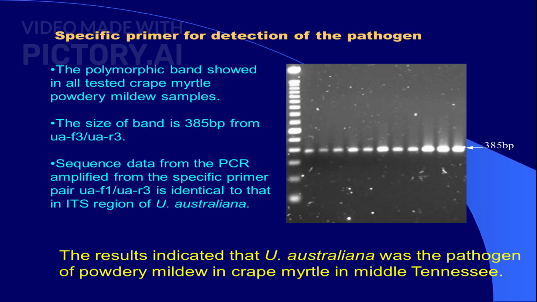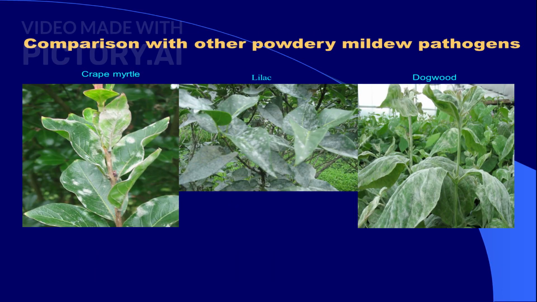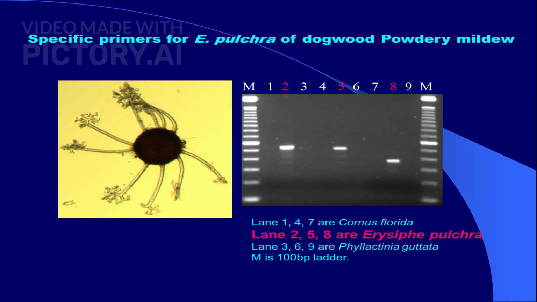Specific primers reveal the presence of Erysiphe australiana as the powdery mildew pathogen in crape myrtle, particularly in Tennessee. We compare crape myrtle powdery mildew with other pathogens affecting lilac and dogwood, highlighting the differences and similarities. Specific primers for E. pulchra in dogwood powdery mildew demonstrate the precision of our molecular identification techniques.